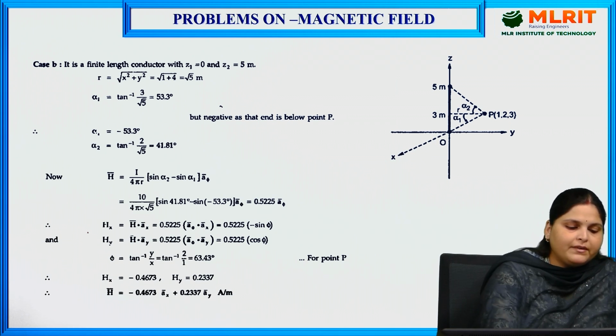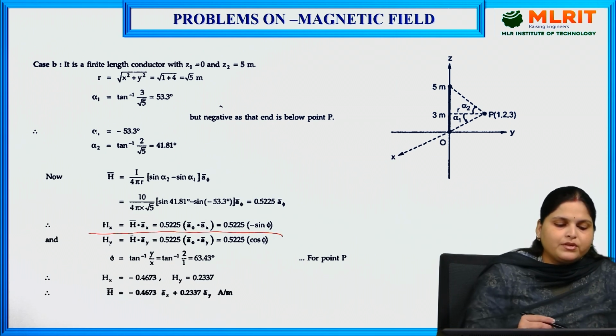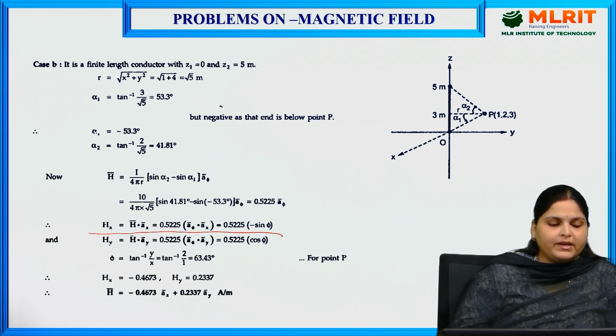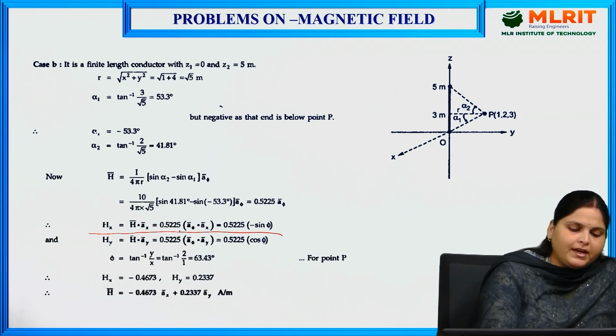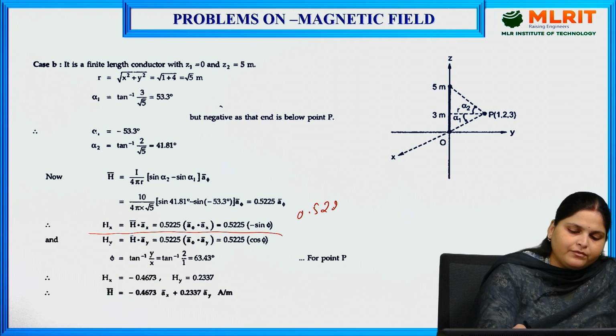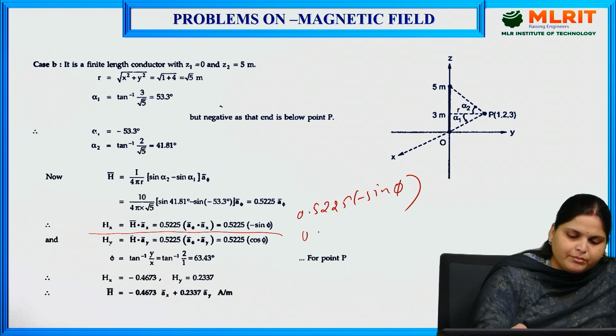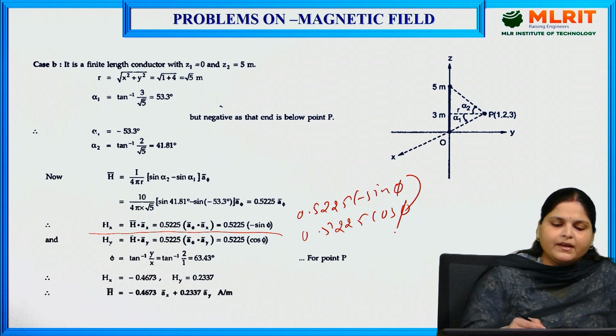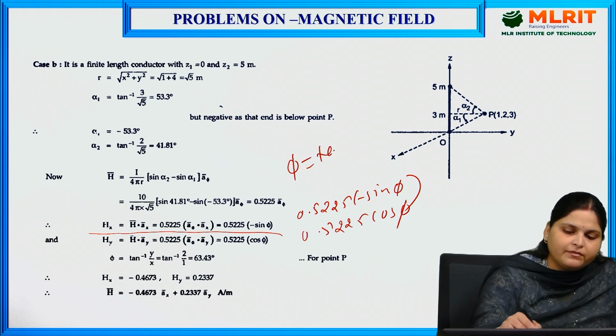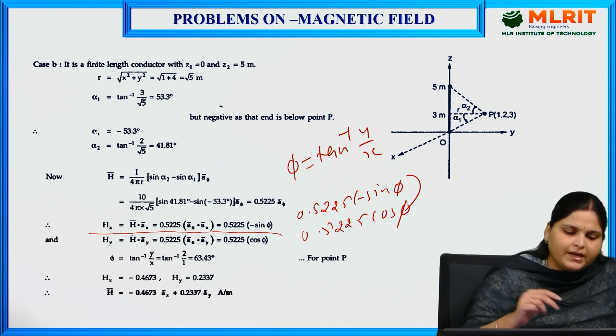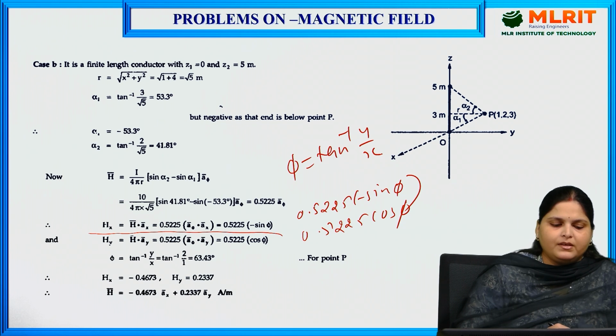So to do that we will get Hx equals H dot ax, okay, and we put H here and on further solving we will get Hx as 0.5225 times minus sin phi, and Hy also we can get by the same procedure. We will get 0.5225 cos phi. The phi angle also we can find as tan inverse y by x, right?